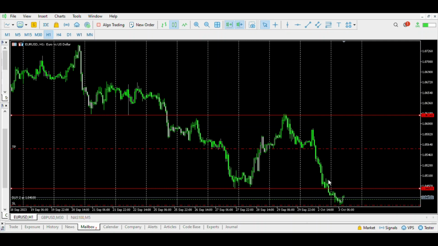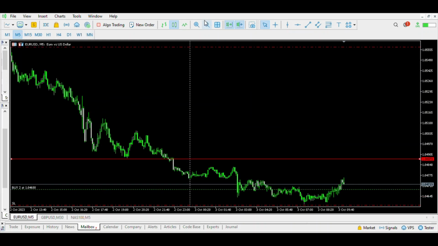And if you look closely, you can see here there is a flag which it hasn't hit. So I would expect it to potentially do that today. So I'm going to go to a lower time frame, and we're going to look at that again. So that's where it's marked out.